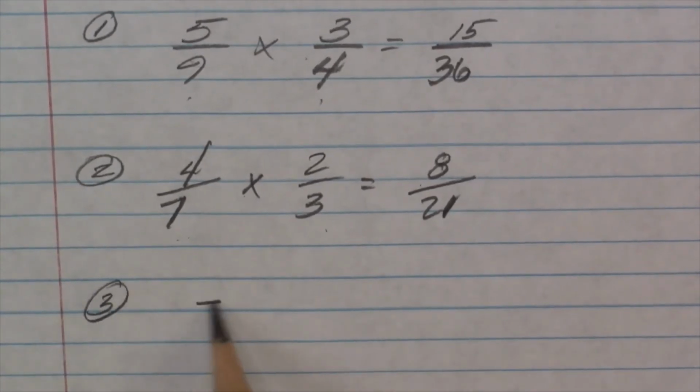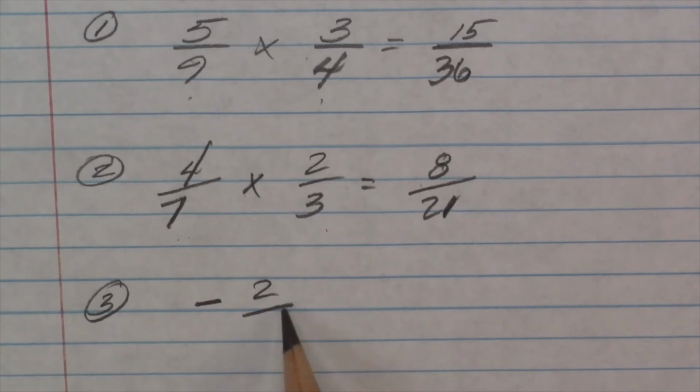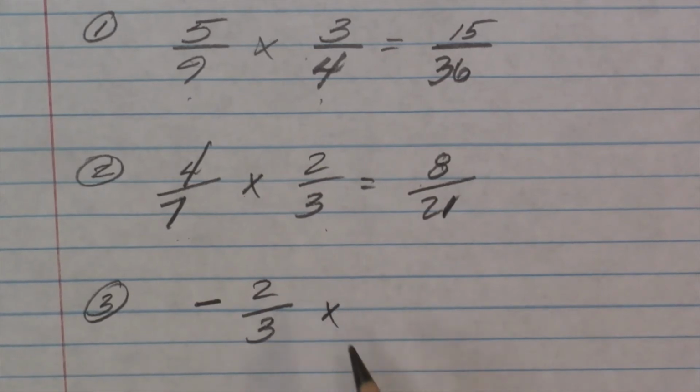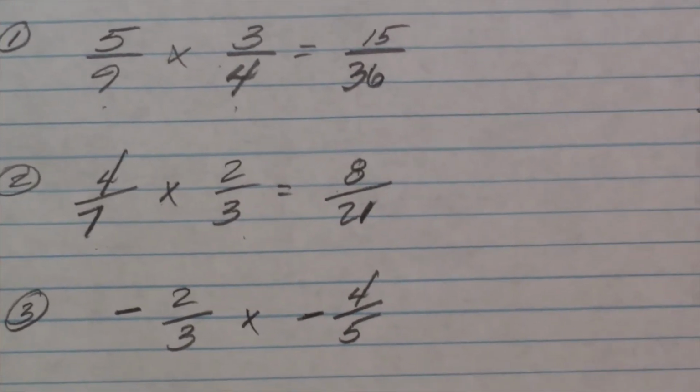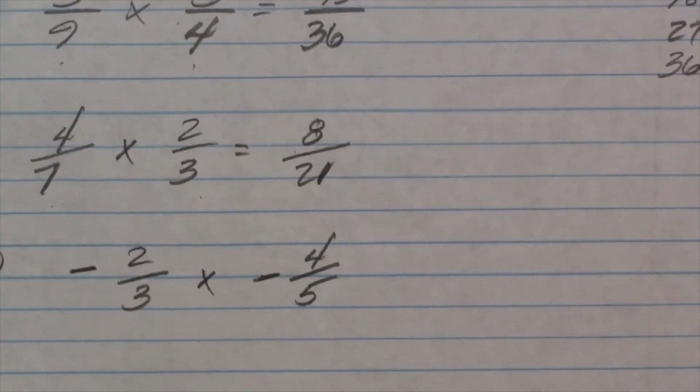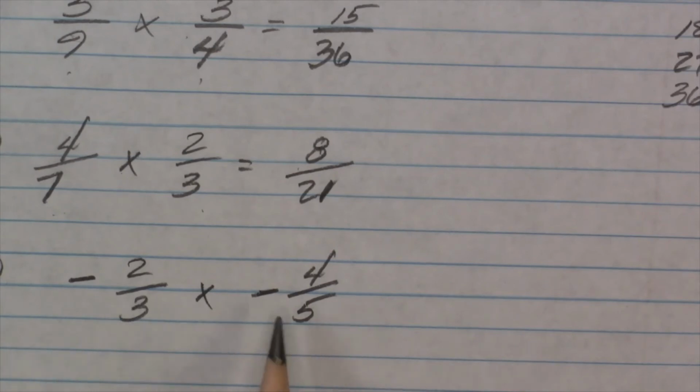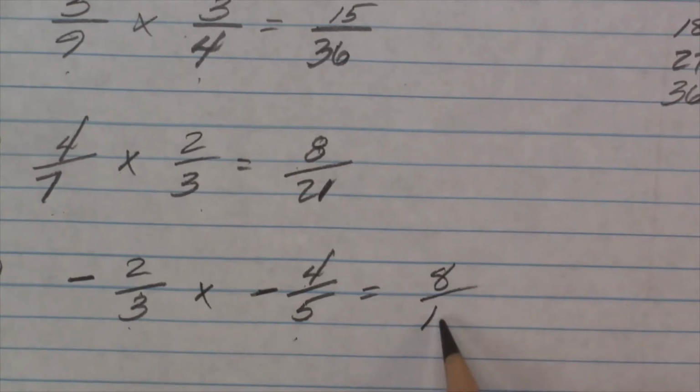Another one. Example 3, we have negative 2 thirds times negative 4 fifths. Yes, you can have negative fractions, and yes, you need to know your integer rules. Negative times a negative equals a positive. The 2 negatives cancel out. 2 times 4 equals 8. And 3 times 5 equals 15.